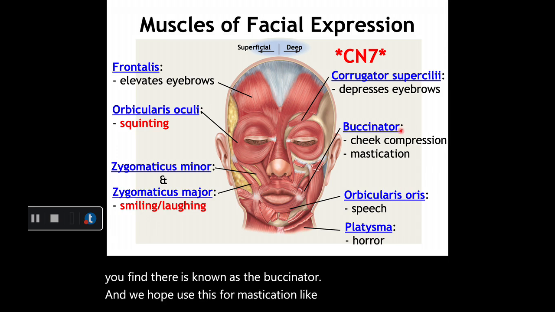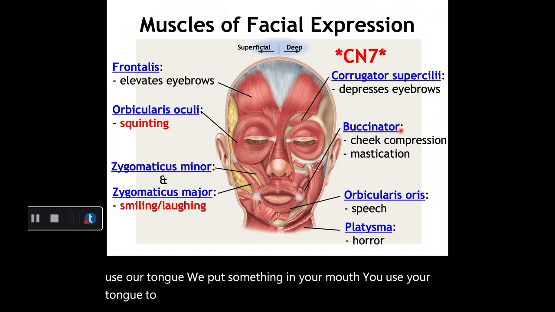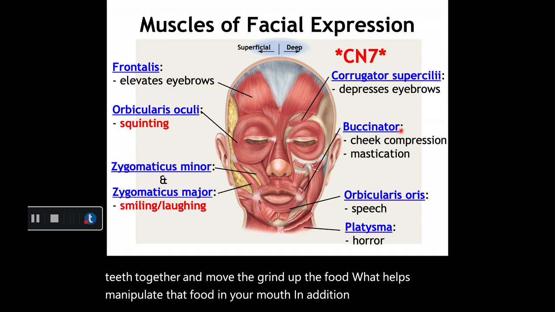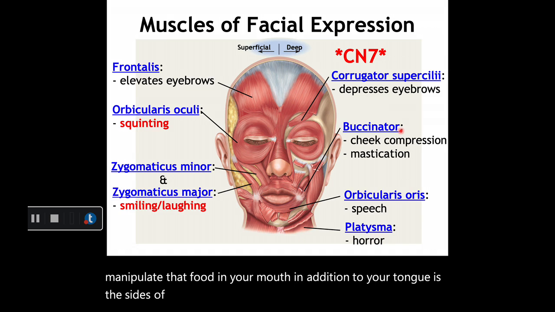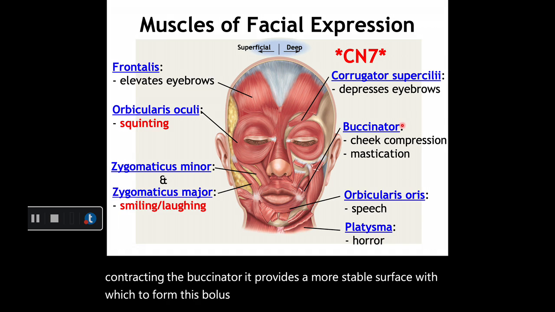Right? We use our tongue. We put something in your mouth. You use your tongue to situate it in between your teeth, and then you bring your teeth together and grind up the food. What helps manipulate that food in your mouth, in addition to your tongue, is the sides of your cheeks. If you tighten the sides of your cheeks by contracting the buccinator, it provides a more stable surface with which to form this bolus of food that you're going to swallow.